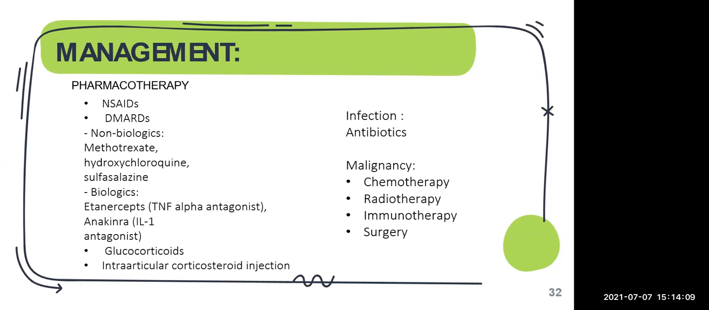Okay, and then we can also give steroid, glucocorticoid, and intra-articular corticosteroid injection, which is usually given during acute situations. If there is any presence of infection, then we can administer antibiotics, and in case of malignancy, we can opt for chemotherapy, radiotherapy, immunotherapy, or surgery.